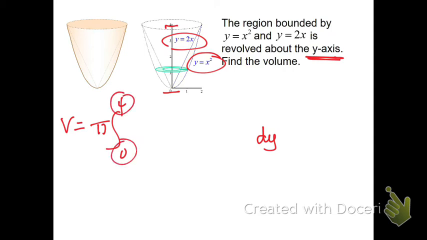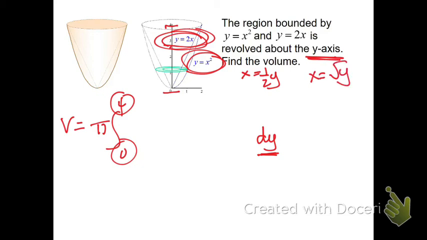I can't plug x's into y's, or vice versa. So this dy is trying to remind me that I need to change my equations so that they are written in terms of y. So if y equals 2x, that equation would become x is equal to, divide by 2 on both sides, and you get x equals 1/2 y. And for this equation, take the square root of both sides, and you get x is equal to the square root of y.